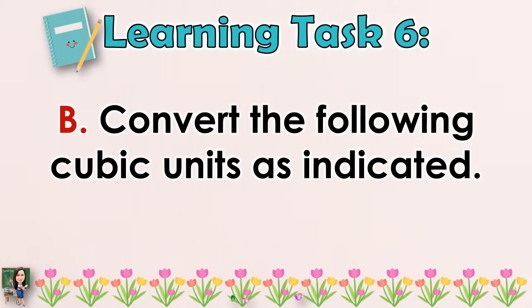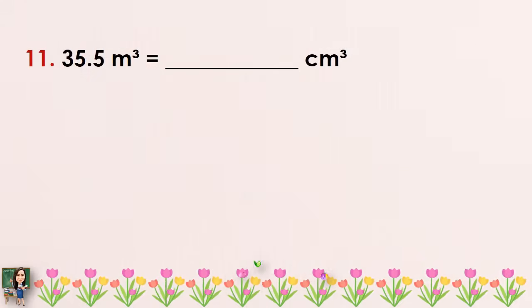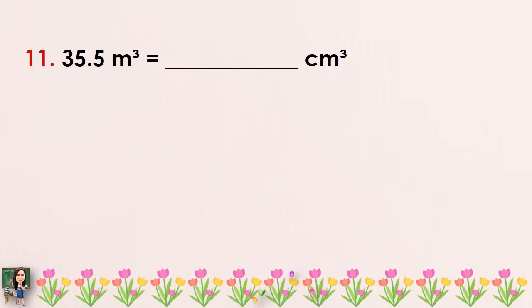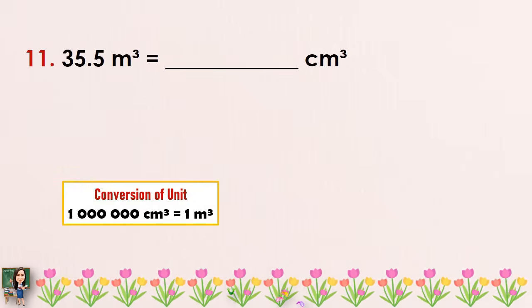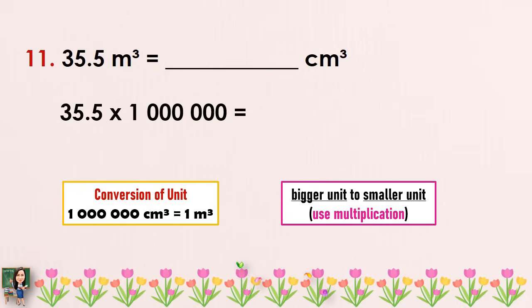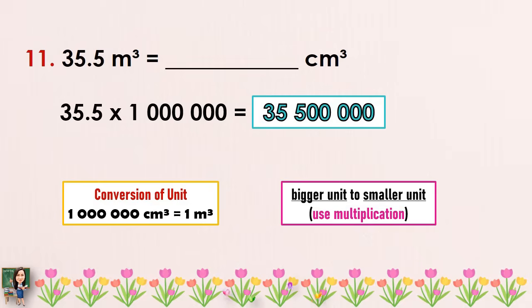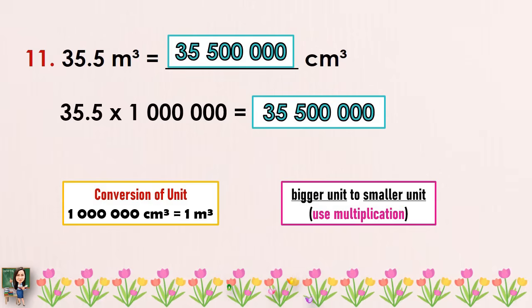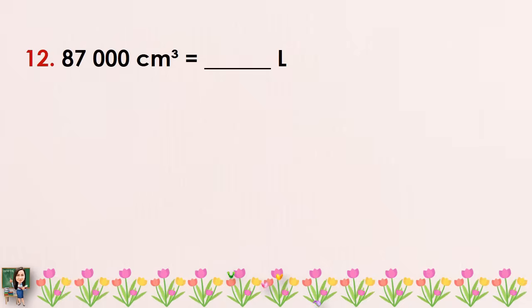For letter B, convert the following cubic units as indicated. Number 11. 35.5 cubic meter is equivalent to how many cubic centimeter? In every 1 million cubic centimeter, there is 1 cubic meter. To convert bigger unit to smaller unit, use multiplication. So 35.5 times 1 million equals 35,500,000. 35.5 cubic meter is equivalent to 35,500,000 cubic centimeter.